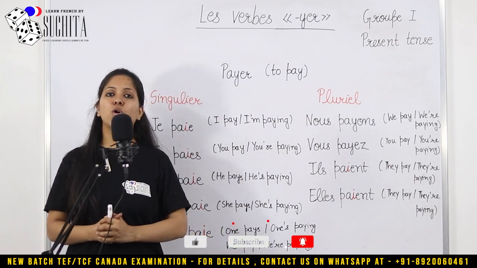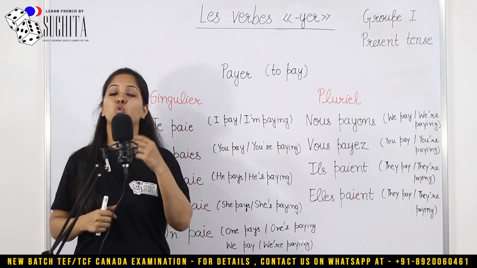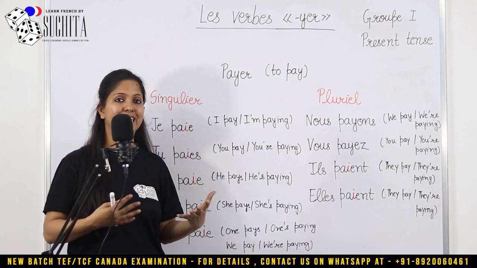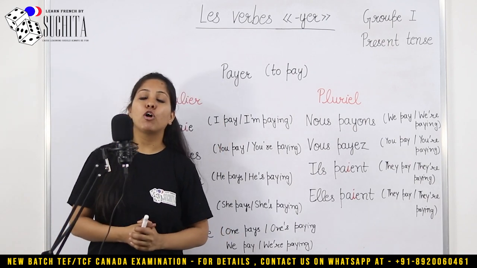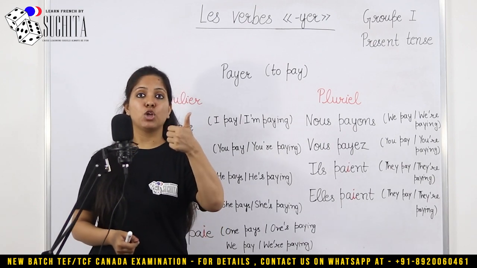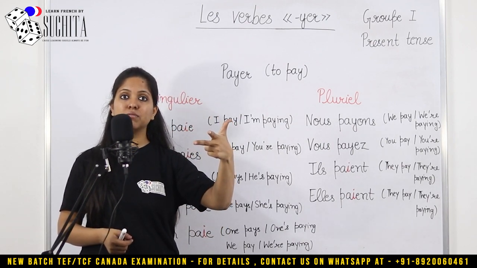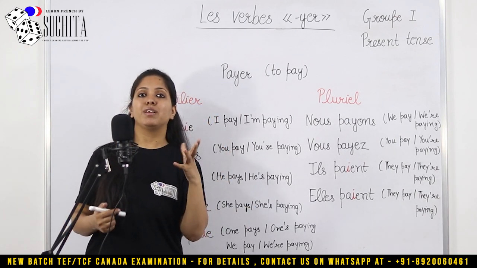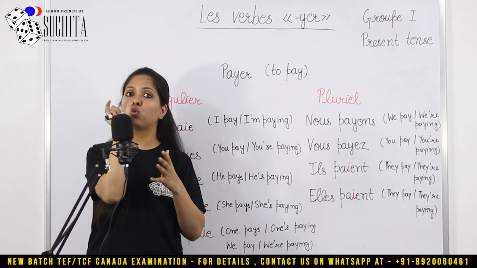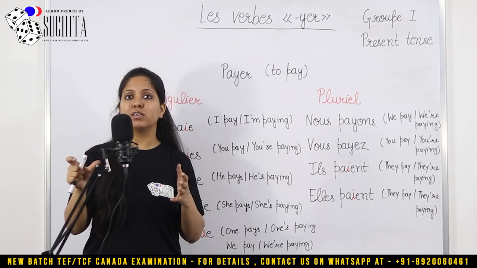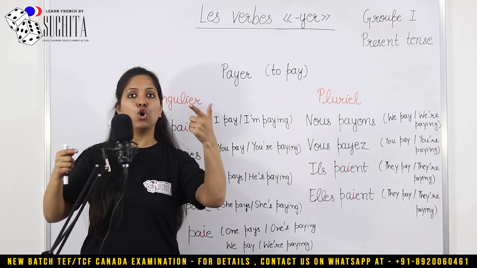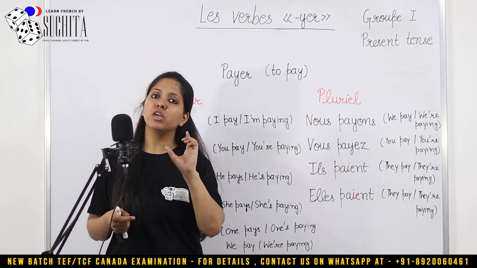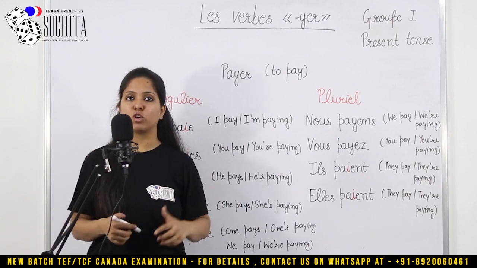Okay. So, if you want to conjugate the ER verbs, you cut ER. Whatever is left is your radical. You write it with all the subjects, with je, with tu, with il, elle, on, followed by the endings. The endings are E, ES, E, ONS, EZ, ENT, ENT. So, if it is any ER verb, you will cut ER. Whatever is left is your radical. You will write it with all the subjects followed by the endings E, ES, E, ONS, EZ, ENT, ENT. That was just a brief recapitulation. If you want to learn this in a detailed manner, you can watch that video.